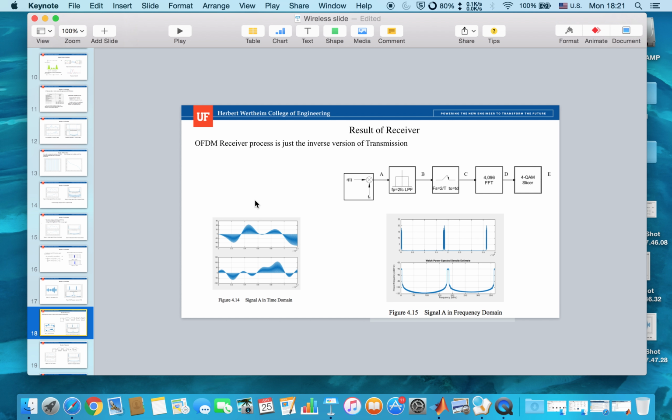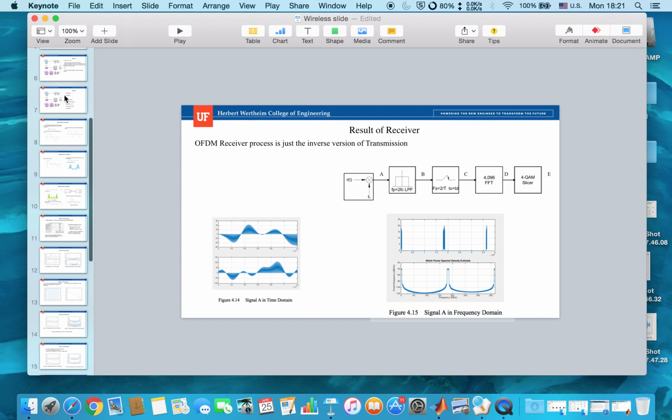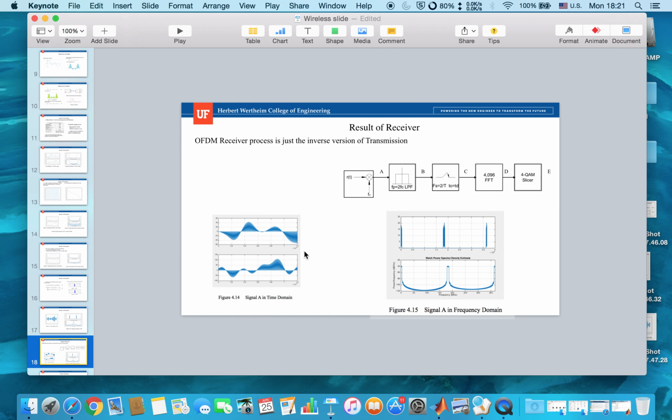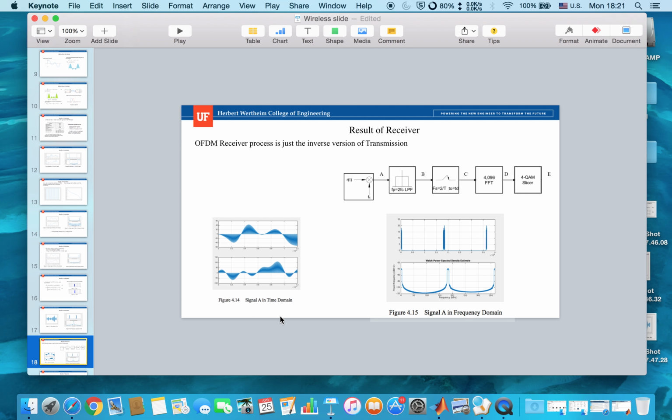Actually, the OFDM receiver is just the inverse version of the transmission. So here, we have the 5 blocks, and A, B, C, D, E mean each output. The first signal is the AD part, and this is signal A in the time domain. This is signal A in the frequency domain.